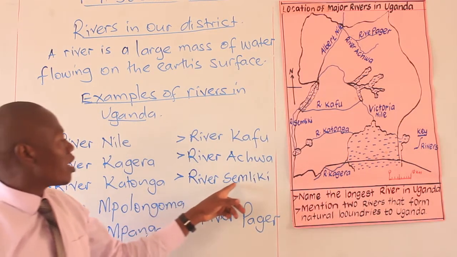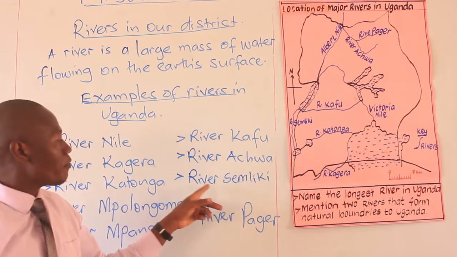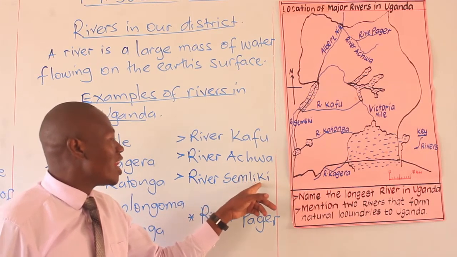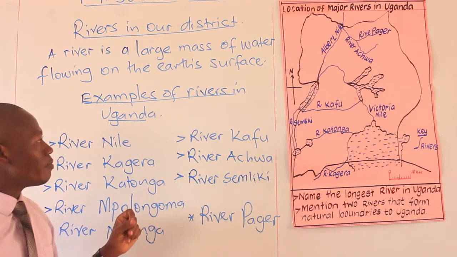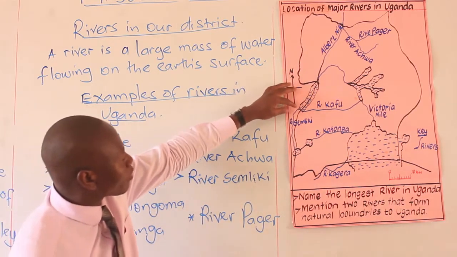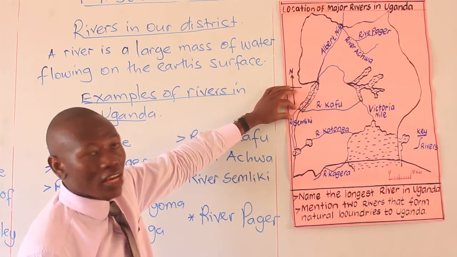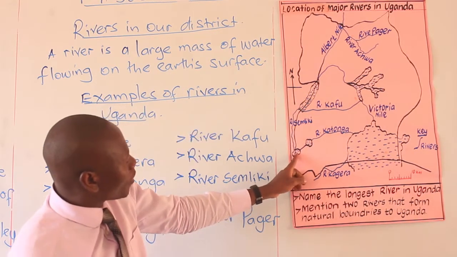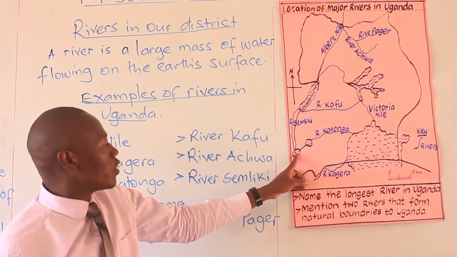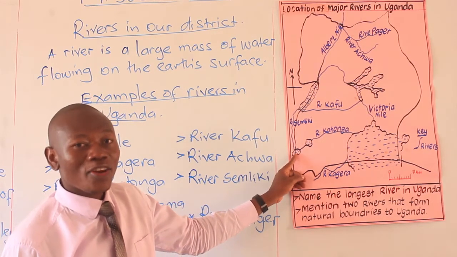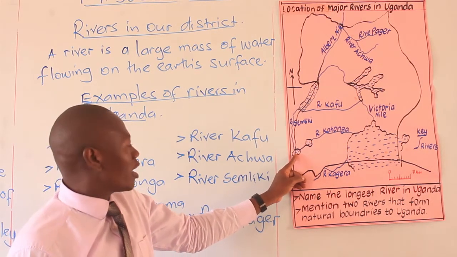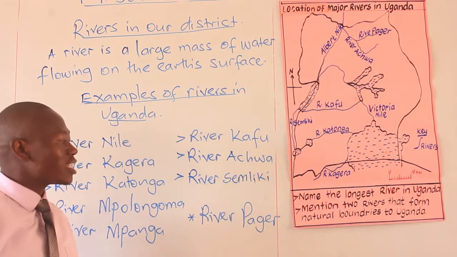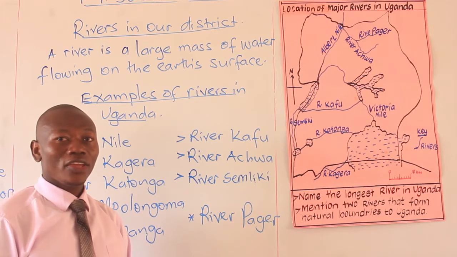Then we have River Semliki. It's called River Semliki, not Milik. River Semliki is located in the western part. It also connects two lakes, Lake Albert and another new lake here, which you may not know, which is called Lake Edward. So these are some of the major rivers that we have in Uganda.